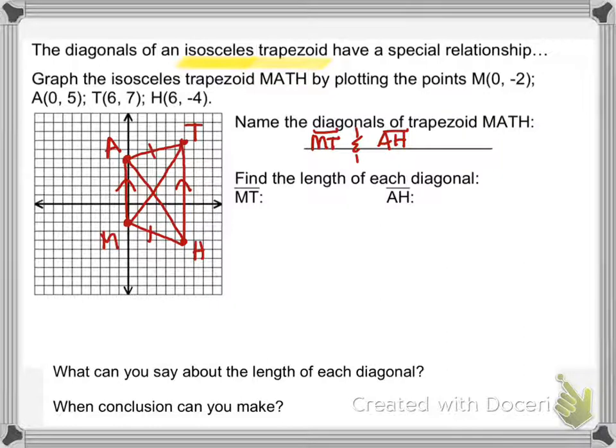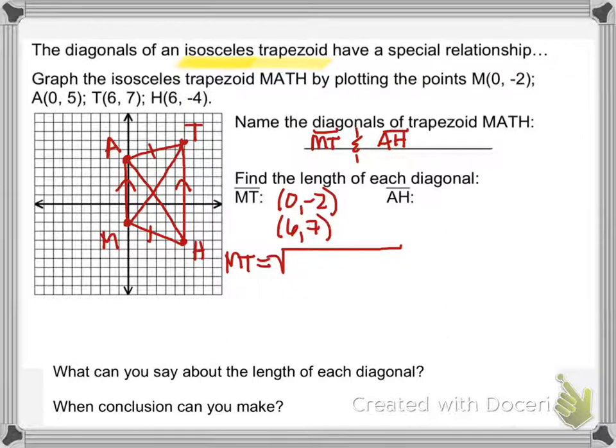So we're finding distance. For MT, we're using the coordinates, I'm just going to rewrite them, 0, -2, and T is 6, 7. It's real easy to accidentally use the wrong points. So MT has a length that's equal to the square root of the difference in our x's squared plus the difference in our y's squared.